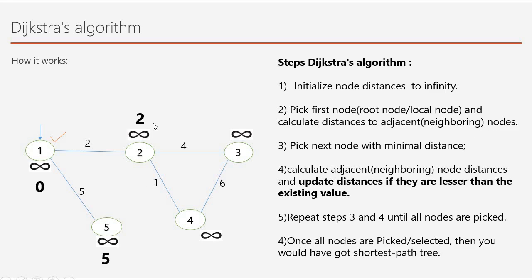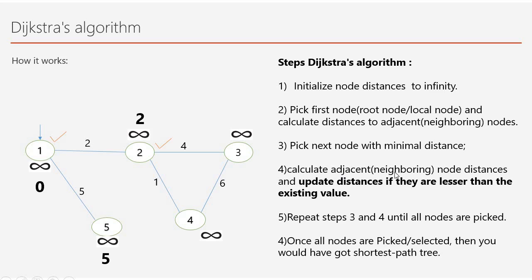Once you calculate the weights on adjacent or neighboring nodes, then you have to pick another node among these neighboring nodes which has the minimum distance, right? Among the second node and the fifth node, the second node has a weight 2 and the fifth node has a weight 5. So among 2 and 5, 2 is the minimum value. Thus the algorithm would select the second node as the next node. That's what it is saying. After you find the distances to adjacent nodes, pick the next node with a minimal distance. So I selected the second node.